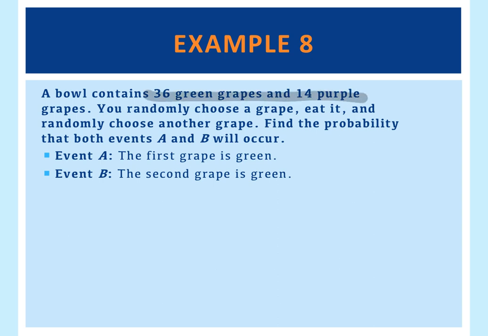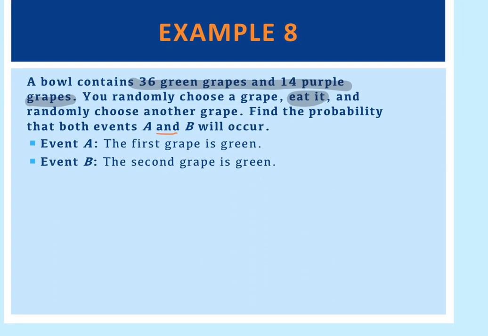It contains the grapes. At the beginning, you randomly choose a grape and you eat it. We are assuming you do not then put it back. So this means that this is an and, first of all. A and B will occur. So it's an and statement, and it is dependent.